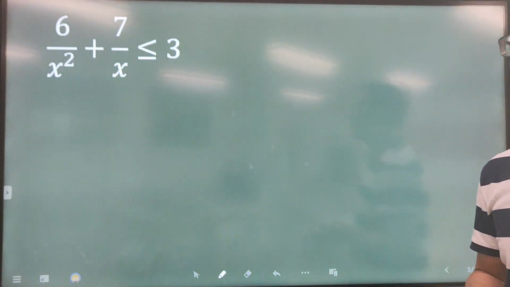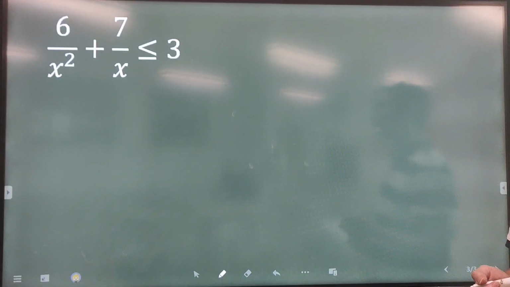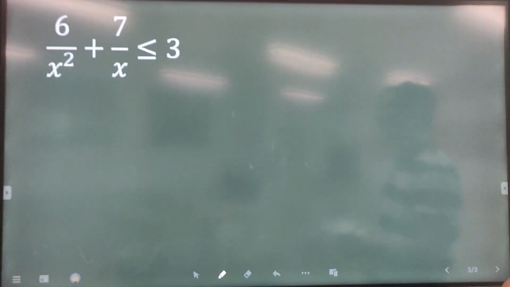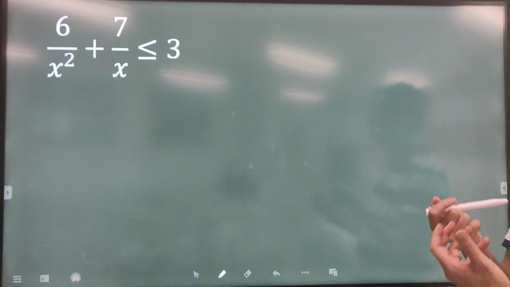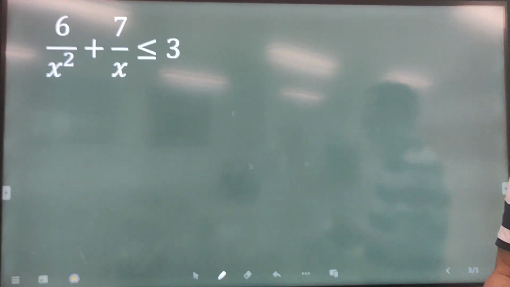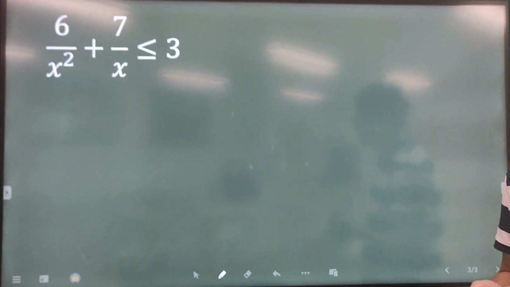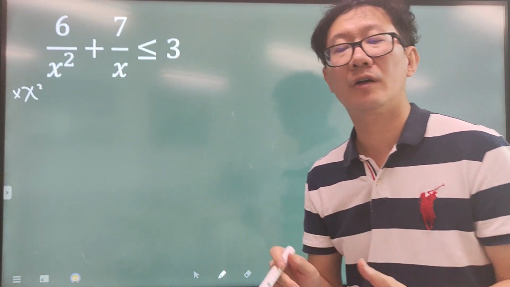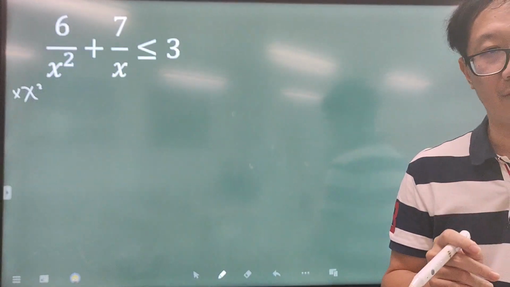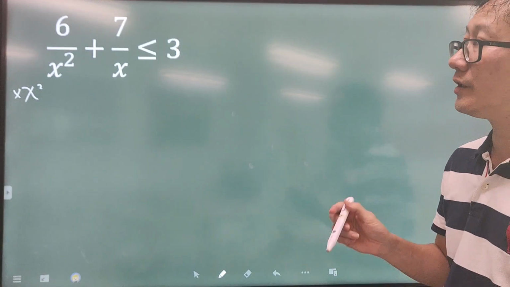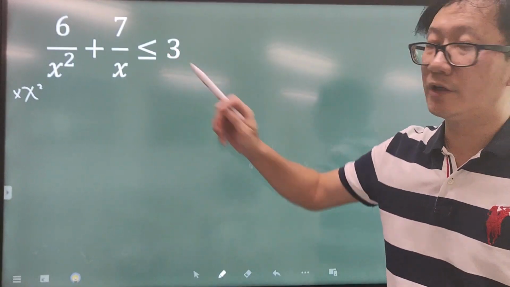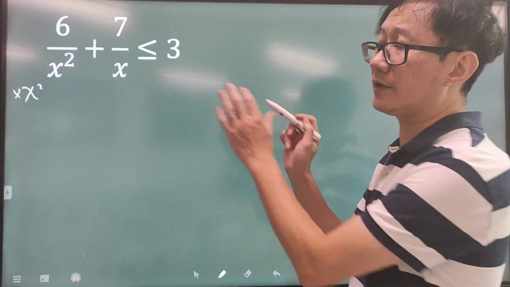Okay, let's look at the next question. Alright, this one. So we learned that we should not multiply both sides of the inequality by x because we don't know if x is positive or negative, and therefore we don't know if we should switch the inequality sign or not. But we could multiply both sides by x squared because x squared is never negative. It's either 0 or positive. So that means if we multiply both sides by x squared, we wouldn't need to change the inequality sign. Okay, so let's go ahead and do that.